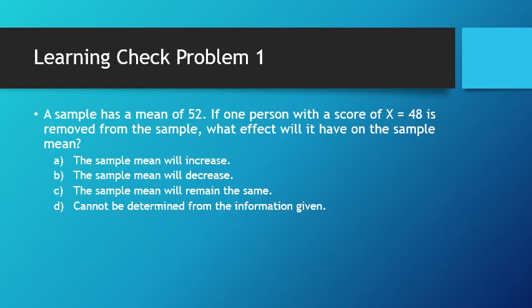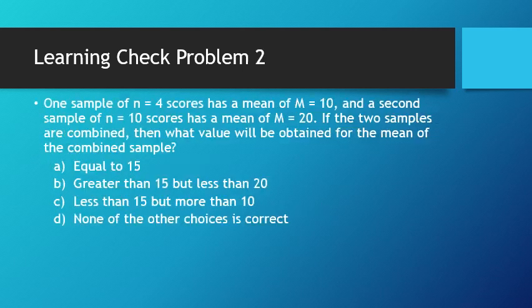Well, let's think about this. The mean is 52. A person who was lower than 52 with a score of 48 is removed. Well, that means the mean will go slightly higher because it doesn't have that low score pulling it down anymore. So the answer would be A. The sample mean would increase.